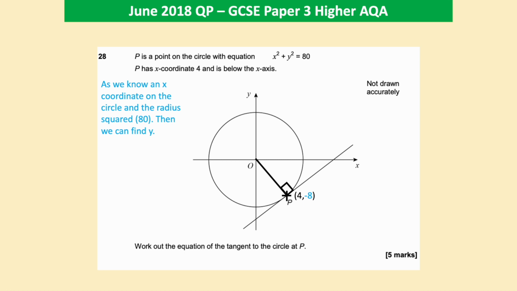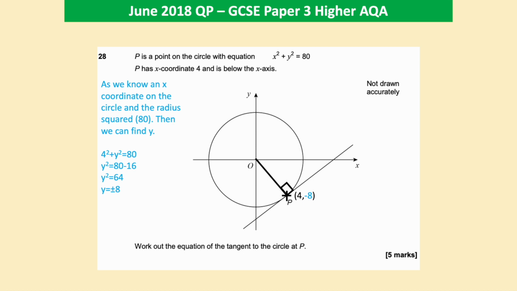And to do that, we have x squared plus y squared equals 80, so we substitute x equals 4 into that, giving us 16 plus y squared equals 80. Therefore, 80 minus 16 is y squared, and the square root of 64 is plus or minus 8, telling us that the y-coordinate is either plus or minus 8. Now, looking at the graph, we can see that P is in the negative y-quadrant, and therefore it must be minus 8. So the coordinate of P is (4, -8).